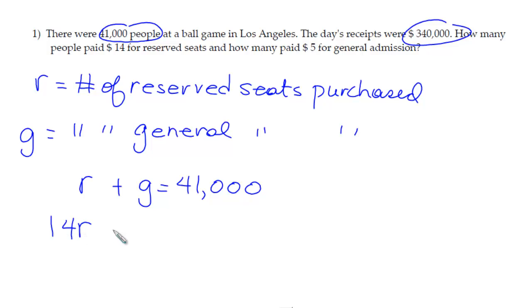Okay, we can make a similar expression for the revenue gained from the number of general seats sold. And so we have G general seats that were sold at $5 each. So the total revenue for the general seats would be 5 times the number of seats sold, or 5G. And when we add these two together, it should equal $340,000.